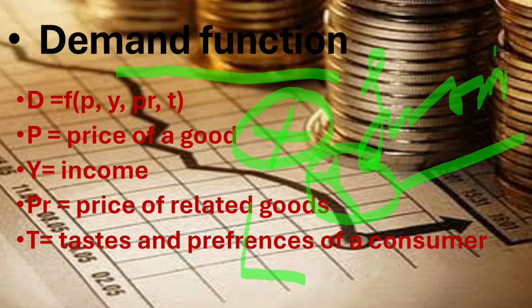Apart from that, there are future expectations. As you know, a person thinks that in the future there'll be a war at a particular place, then he buys different products. He buys a much larger quantity because he knows that in the future the price may increase.